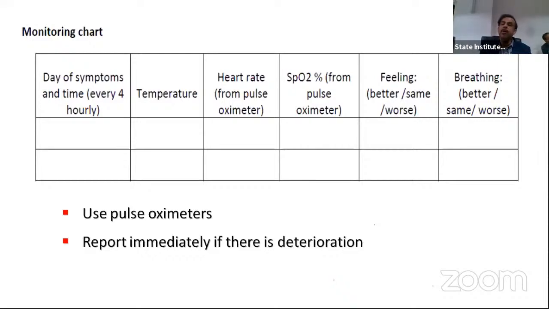If the saturation falls below the cutoff, the normal cutoff, you have to hospitalize the patient. So these are important points. How to read the pulse oximeter is important. You should tell the patient to wait in the room for at least 5 minutes. If the patient is coming from the toilet, tell the patient to wait first and take a rest for 5 minutes.